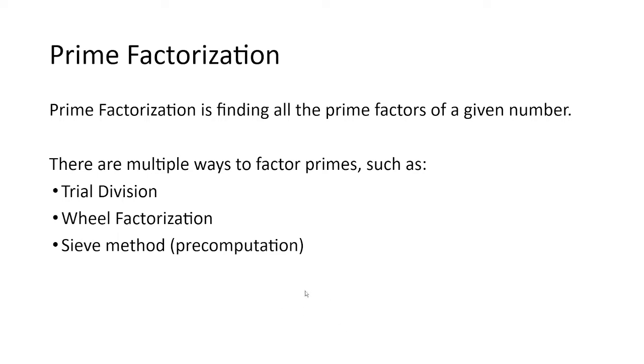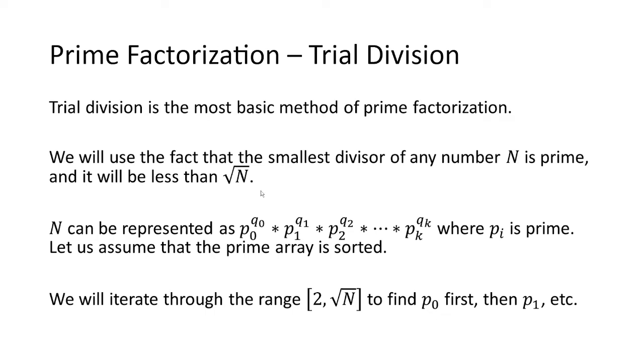Then we have prime factorization. Prime factorization, as I said, is finding all the prime factors of a given number. There are three main methods for it: trial division, wheel factorization, and sieve method. We'll be covering only trial division in this lecture. Trial division is the most basic method of prime factorization. We'll just iterate from 2 to root n and push back all the factors of the number in a vector.